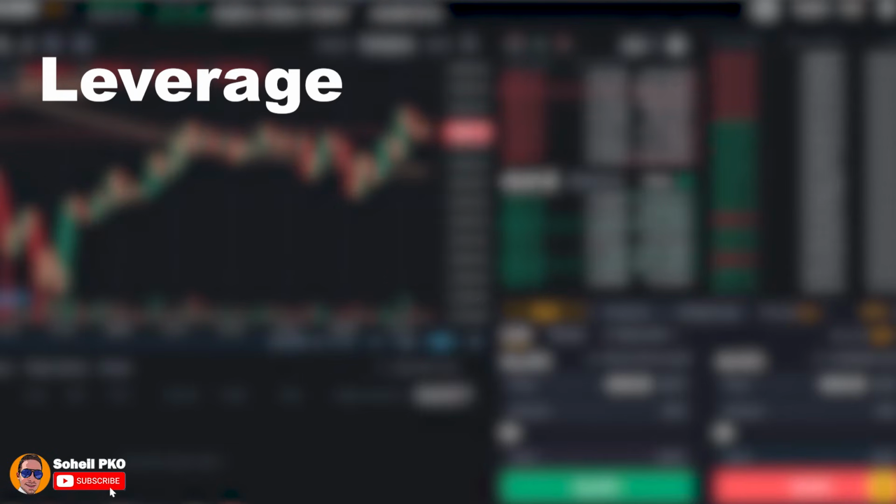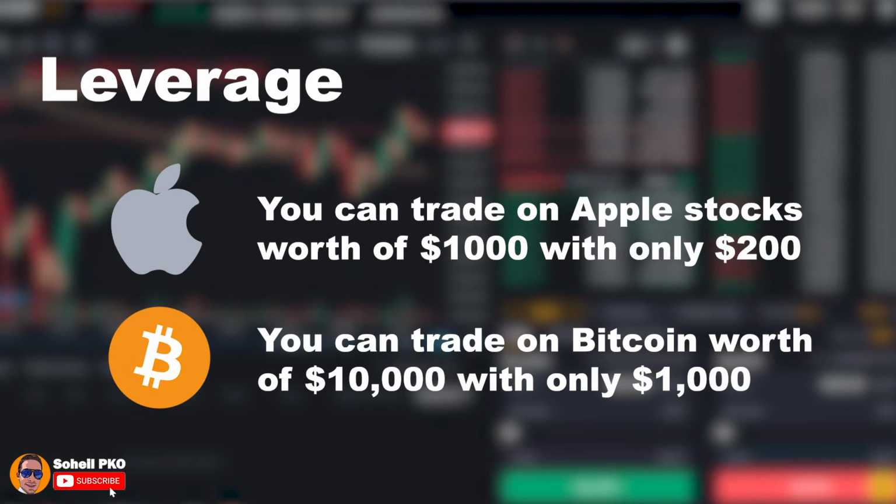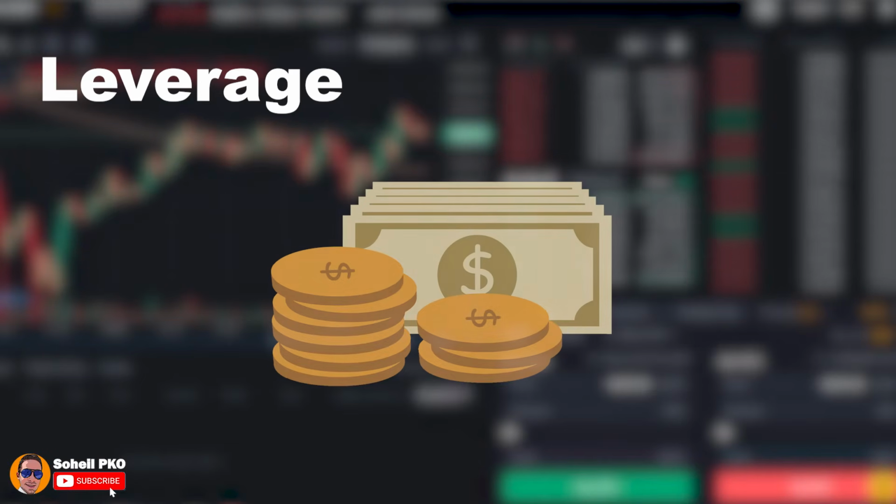For example, with the help of leverage, you can trade on Apple stocks worth $1,000 with only $200. You actually borrow $800 from your broker. Or in another example, you can trade on Bitcoin worth $10,000 with only $1,000. You borrow $9,000 from your broker or exchange. So you can see that with leverage, you can get larger exposure to the market than the amount you deposited to your trading account. And this helps you to magnify your profits, but at the same time, magnifying your losses, which I'll explain more about later.